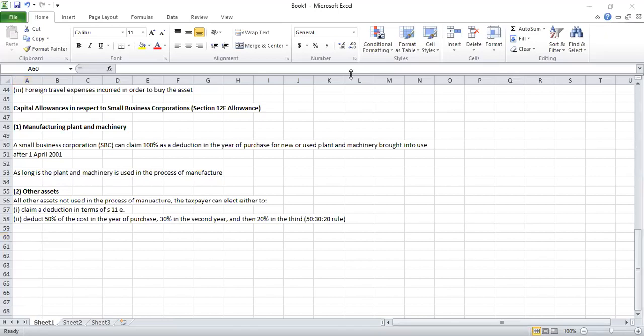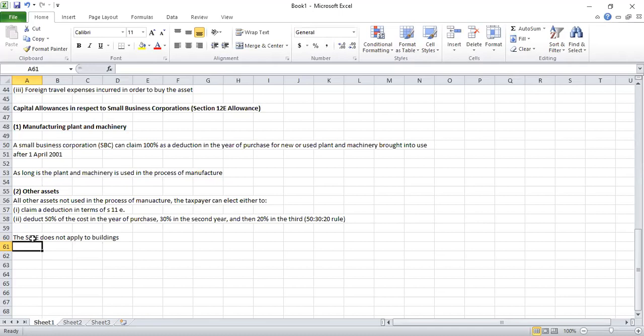We said other assets: any other assets that are not for the process of manufacture. For example, you can have your office machinery, your motor vehicles. As long as that asset is not for the process of manufacture, you should know that section 12E does not apply to buildings. So the buildings will get allowance just like any other business which is not a small business corporation. So we don't apply this to buildings.